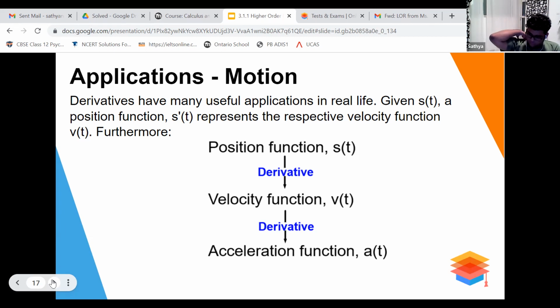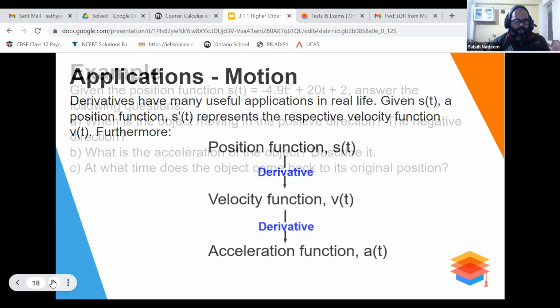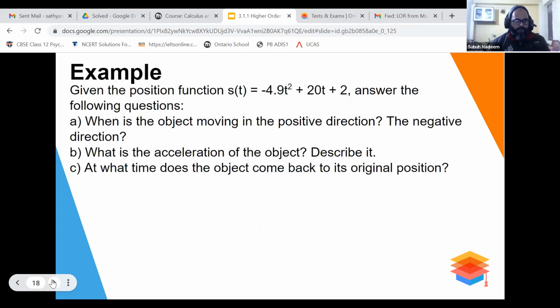So further, given the position function, answer the following questions. When is the object moving in the positive direction? The negative direction? Can you try it once? Then we'll discuss. Sure, sir. Yeah, just try it once, then we'll discuss.